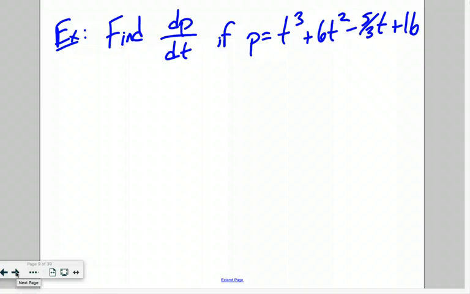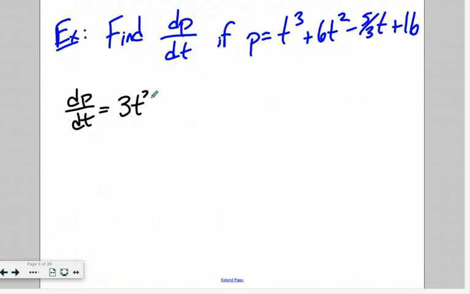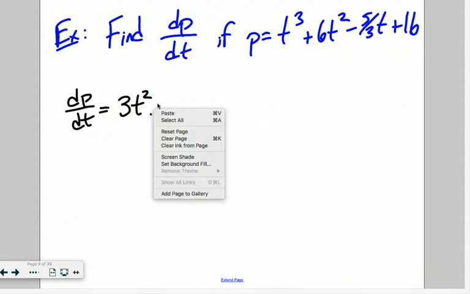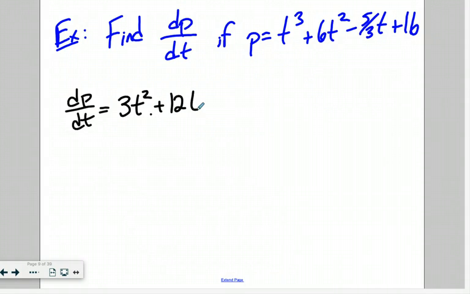Okay, so just another quick example here using these power rules. If we're trying to find dp dt, where p is equal to t cubed plus 6t squared minus 5/3 t plus 16, that derivative is going to come from doing it one term at a time. The derivative of t cubed will be 3t squared. The derivative of 6t squared will be 12t. The derivative of negative 5/3 t will just be negative 5/3, and the derivative of 16 is 0, so I don't need to write that, and then I'm done.